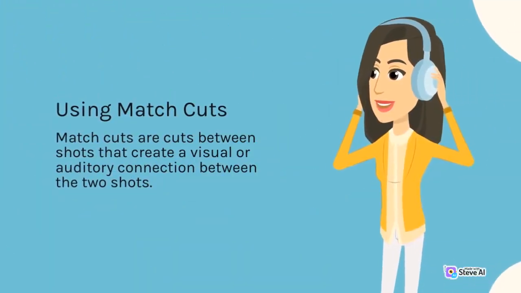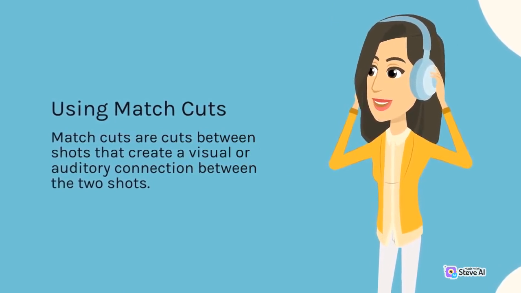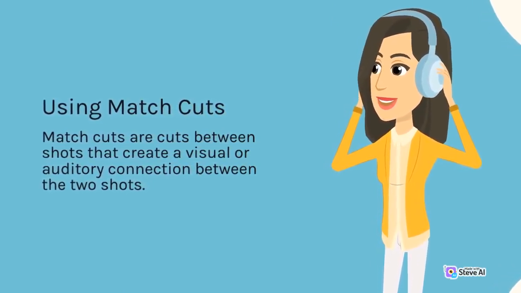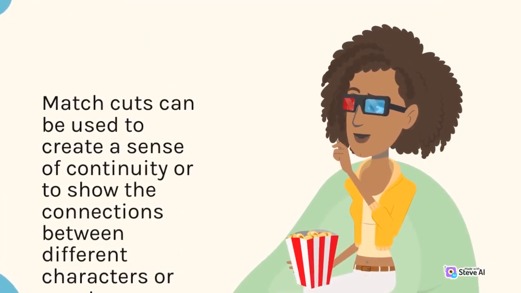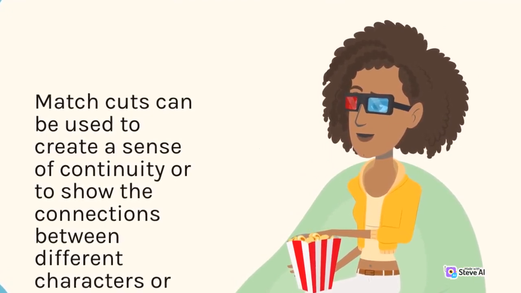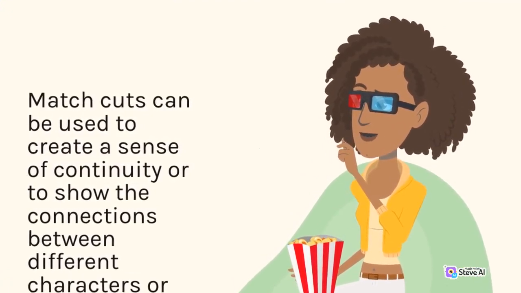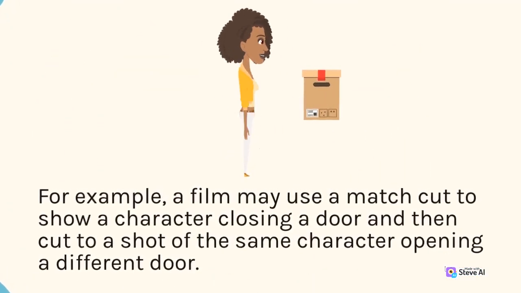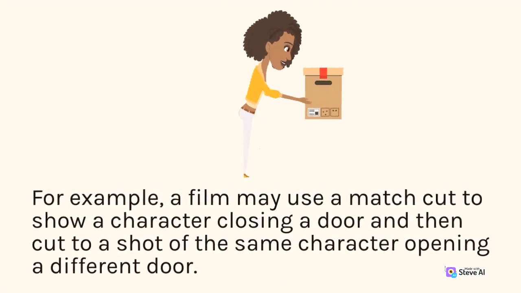Using match cuts. Match cuts are cuts between shots that create a visual or auditory connection between the two shots. Match cuts can be used to create a sense of continuity or to show the connections between different characters or events. For example, a film may use a match cut to show a character closing a door and then cut to a shot of the same character opening a different door.